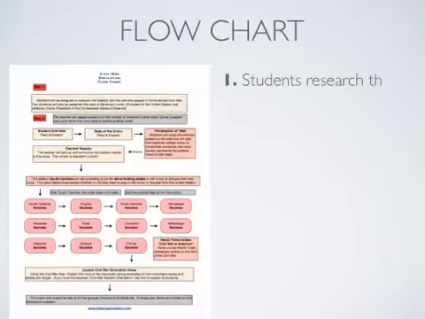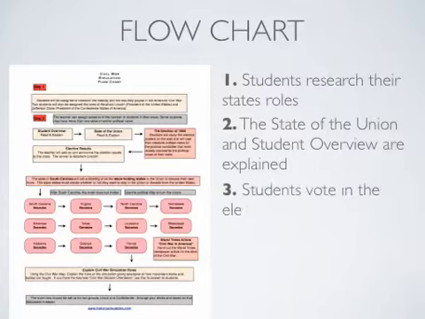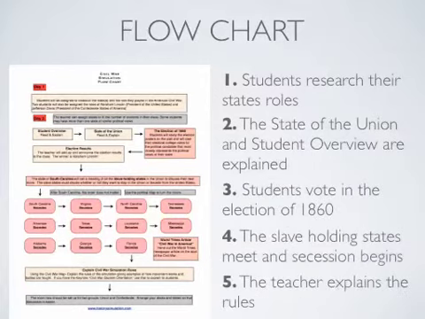In the first flow chart, we see how the simulation will work. Students will research their state's roles. In the State of the Union and the student overview, the teacher explained the differences between the North and the South. Students then vote in the election of 1860 based on the political preferences of their state. The slave-holding states then meet and secession begins one state at a time. At this point, the teacher explains the rules of the simulation.